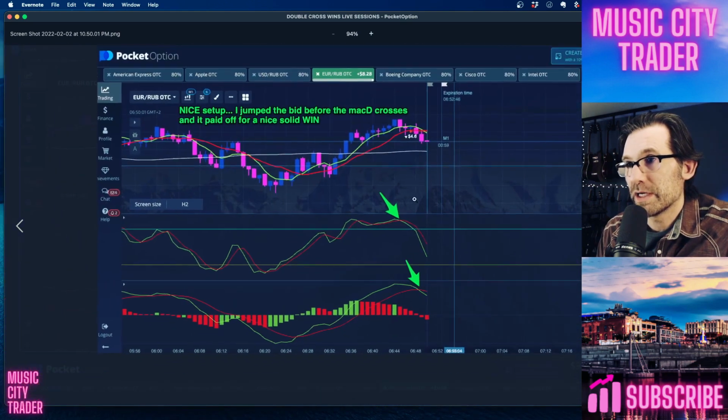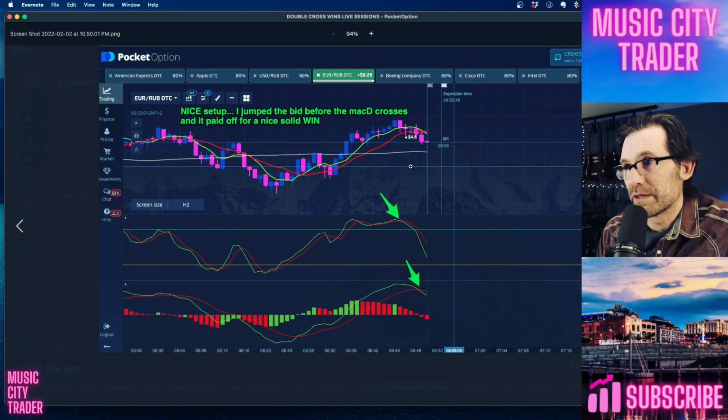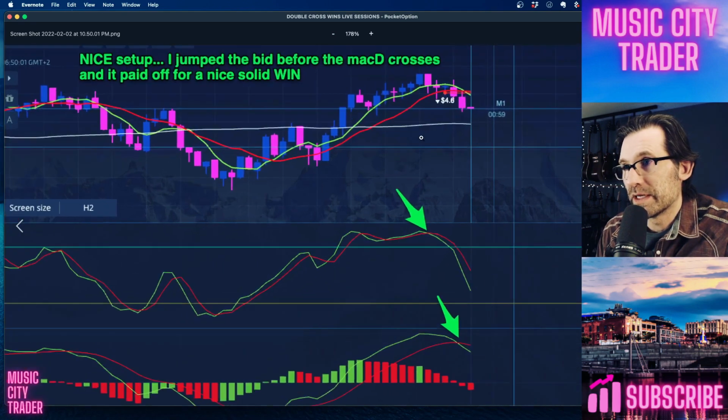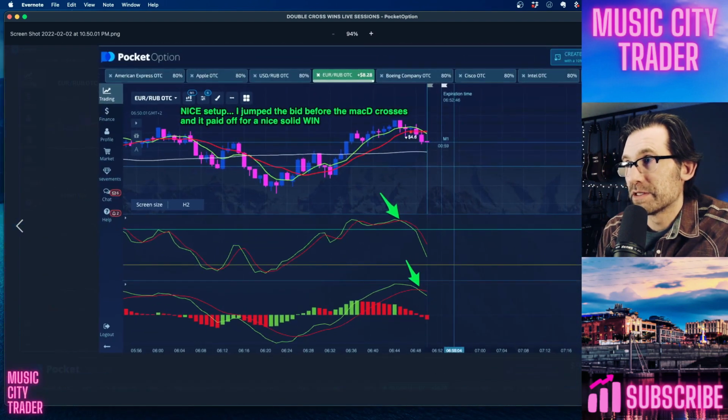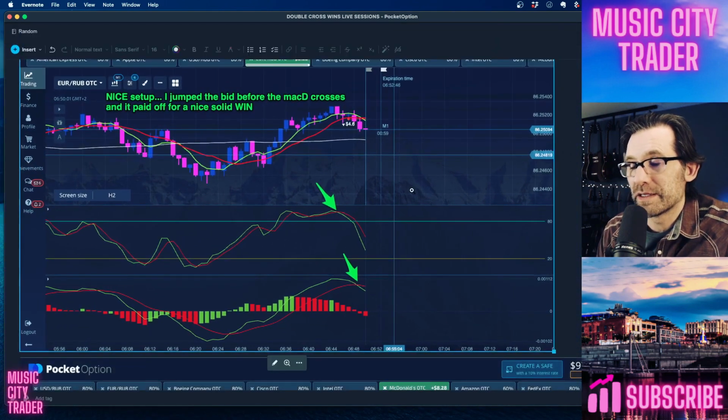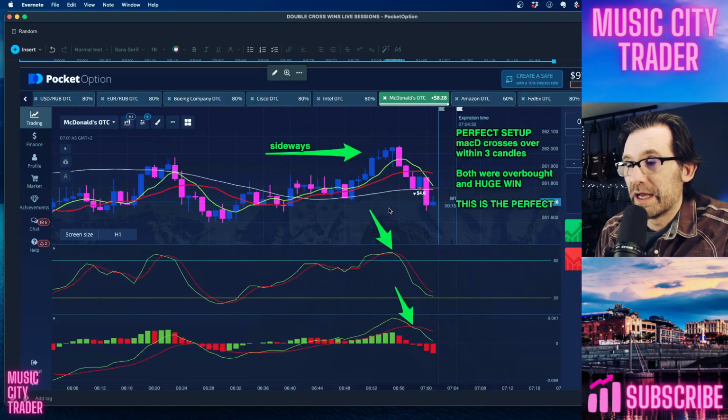My bid was early. I took it right here, right before the cross happened, and won. I still would have won if I had taken it one candle later, because this method just does that. You can take it as soon as you let the MACD cross and do that full confirmation, and then you can take it.